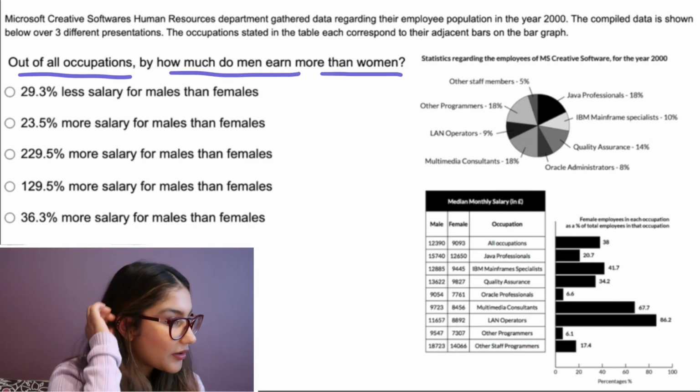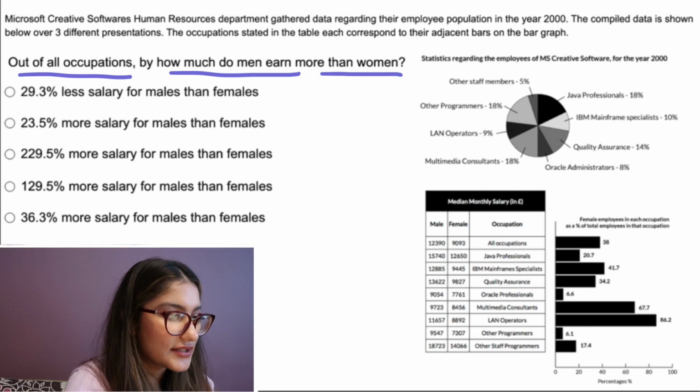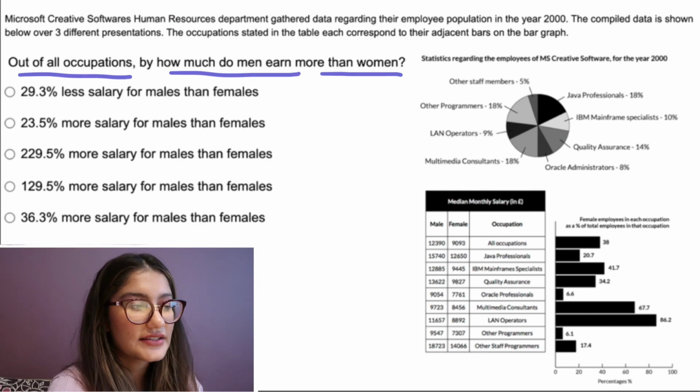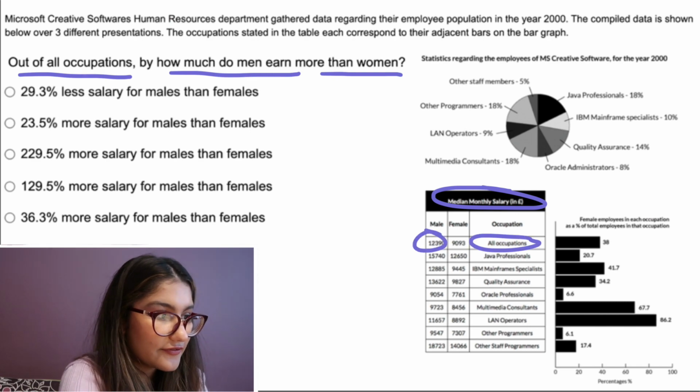Out of all the occupations, how much do men earn more than women? Oh my god, this is going to take ages. Okay. Oh, okay, so it's not actually going to take that long, because I looked at the median monthly salary, and it says all occupations, and it also says male and female, so this is probably what we're going to use.